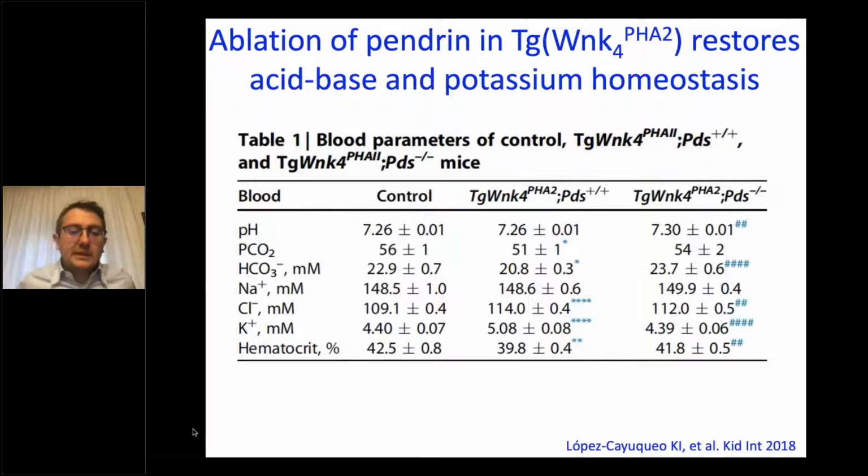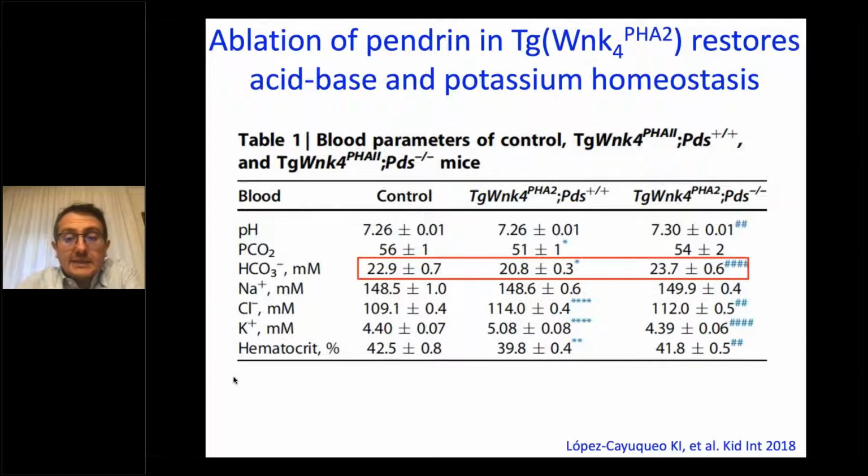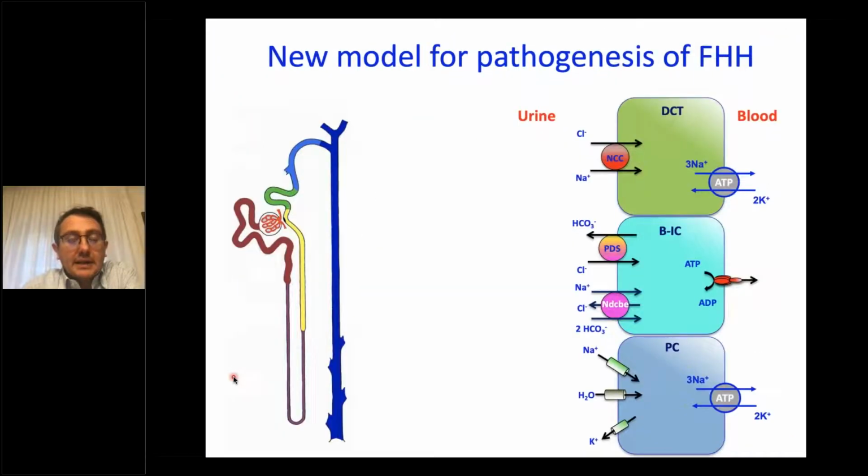So to strengthen this idea, we ablated the pendrin expression in these mice. And this, as you can see here, increased the bicarbonate level, and so prevented the metabolic acidosis and reduced the potassium level to the control level, and reinforced and strengthened our hypothesis.